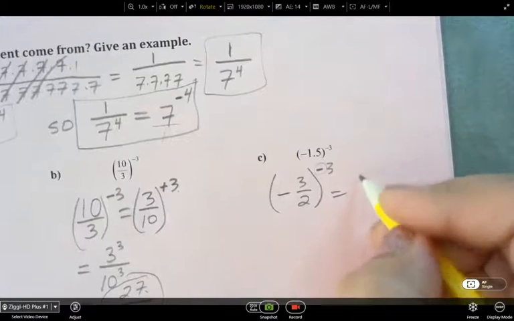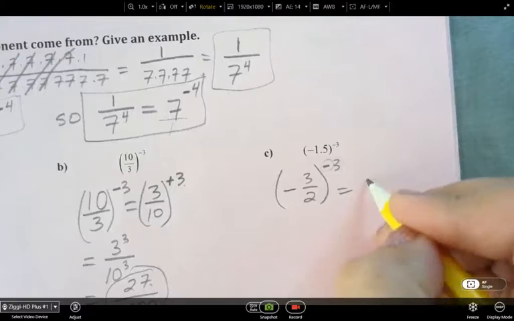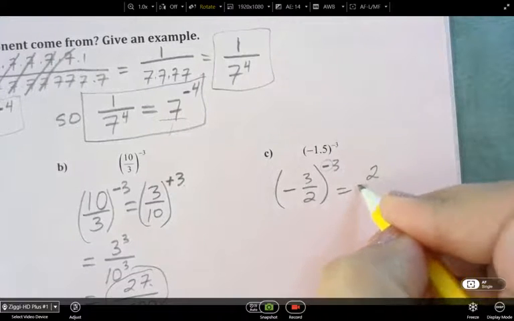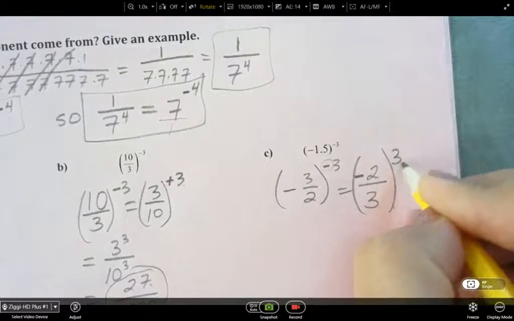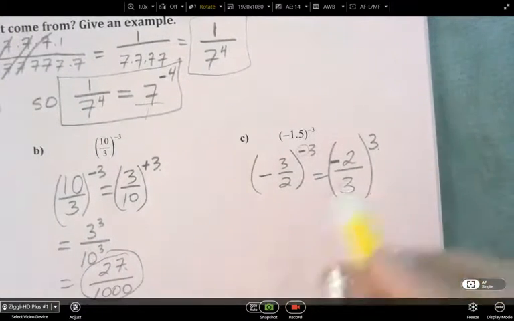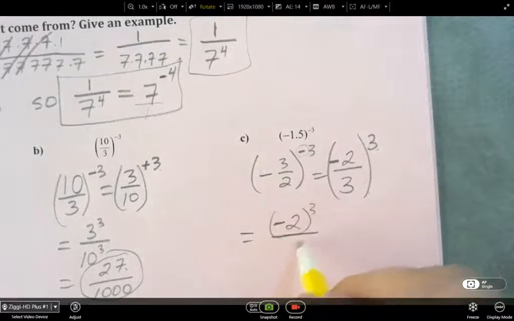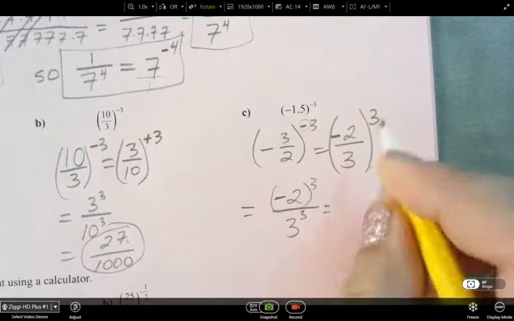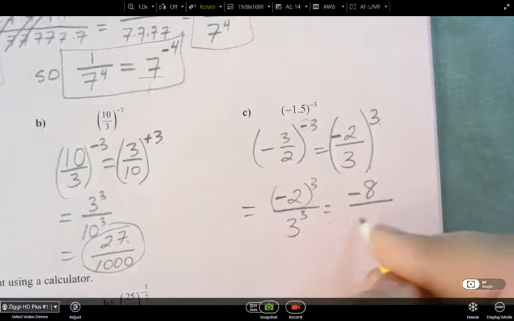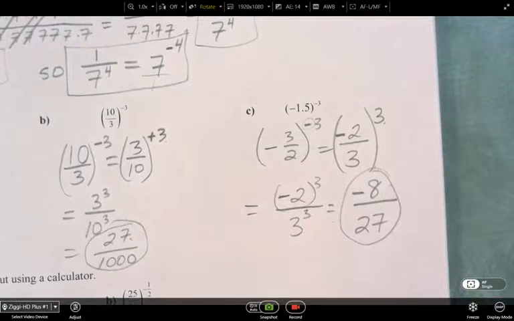Yeah, it turns it into the reciprocal. So anything that has a negative exponent, flip it, right? So 2 over 3, it's still negative, to the power of positive 3. And now I'm going to have negative 2 to the power of 3 and 3 to the power of 3. So that is negative 8 over 27. So that's my answer there. Sound good?